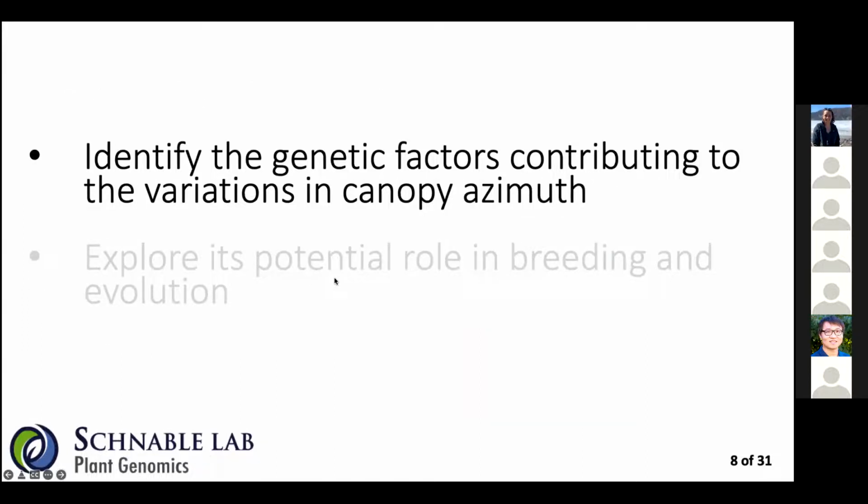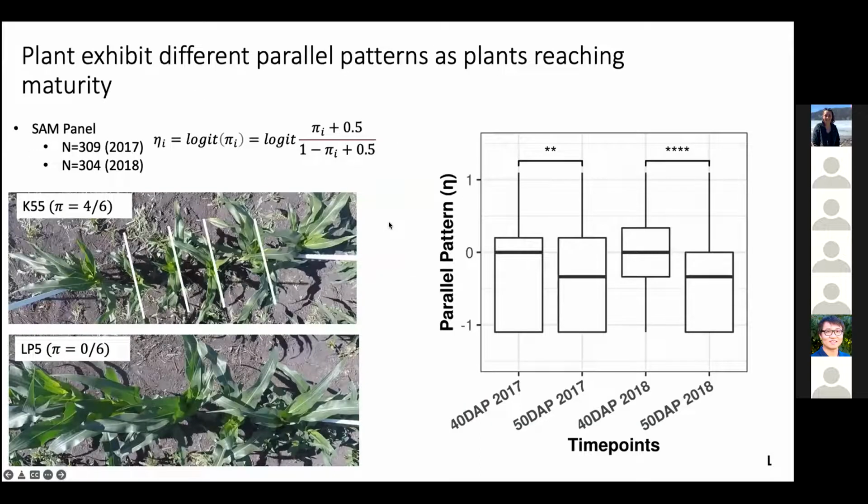So let's start with the first part. To begin with, we try to study the canopy orientation by simply asking whether a plant shows the same orientation pattern as the other plants in the same row. By doing this, we can quantify different canopy orientations.